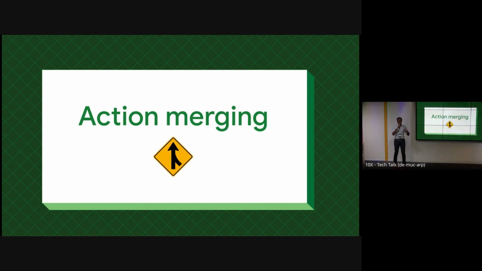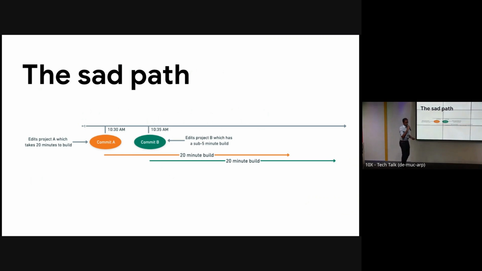So switching to something that's more behind the scenes. Action merging is one of our simplest yet most effective strategies. Basically, if someone's already asked for an action to be executed, just wait for them to do it instead of doing it yourself. Sounds pretty simple, right? Here's an exaggerated example just to show you what it looks like.